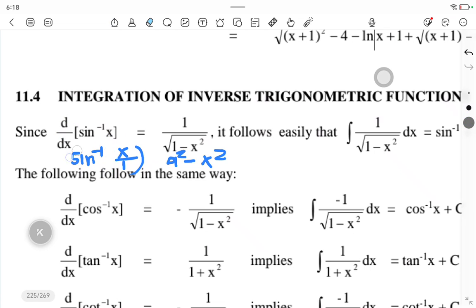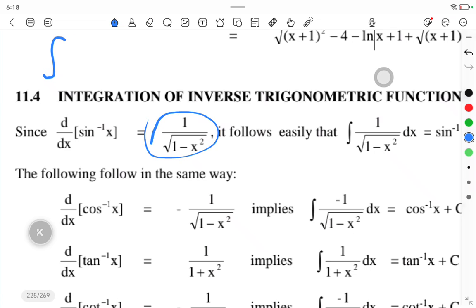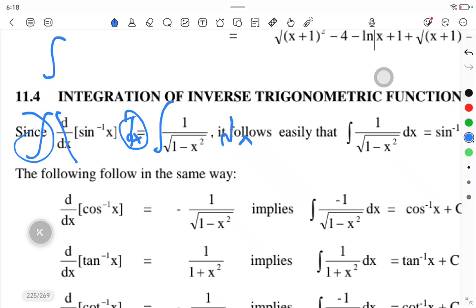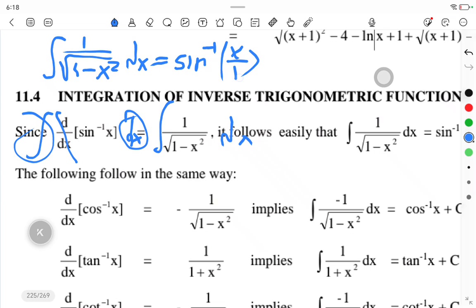So this is still the same thing as coming here. I write the integral of this one: if I introduce the integral here, then dx, also here the integral, then dx, this integral will take care of this. So we're going to get that the integral of 1 over root of 1 minus x squared dx is equal to arcsine x over 1. So we need to get used to this format.